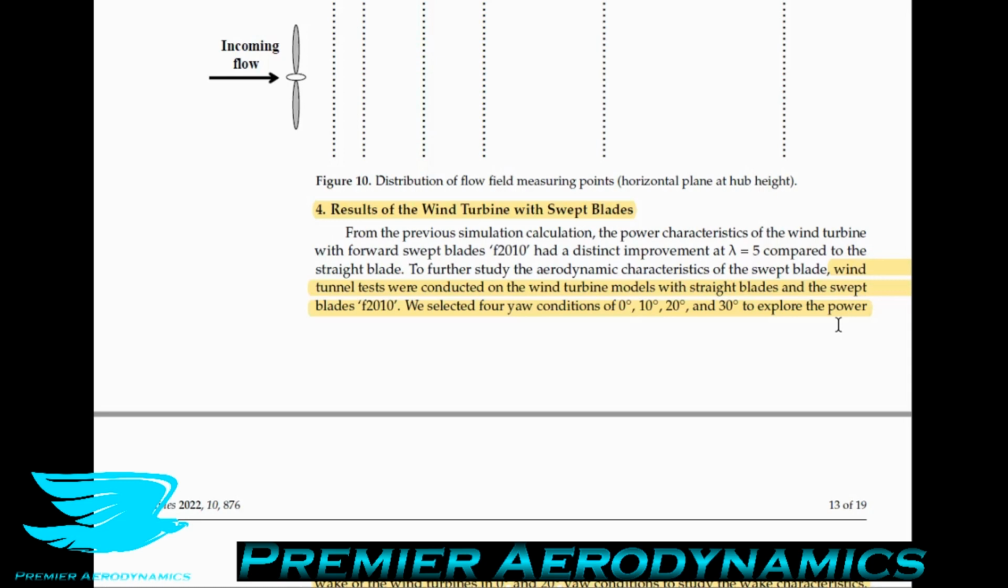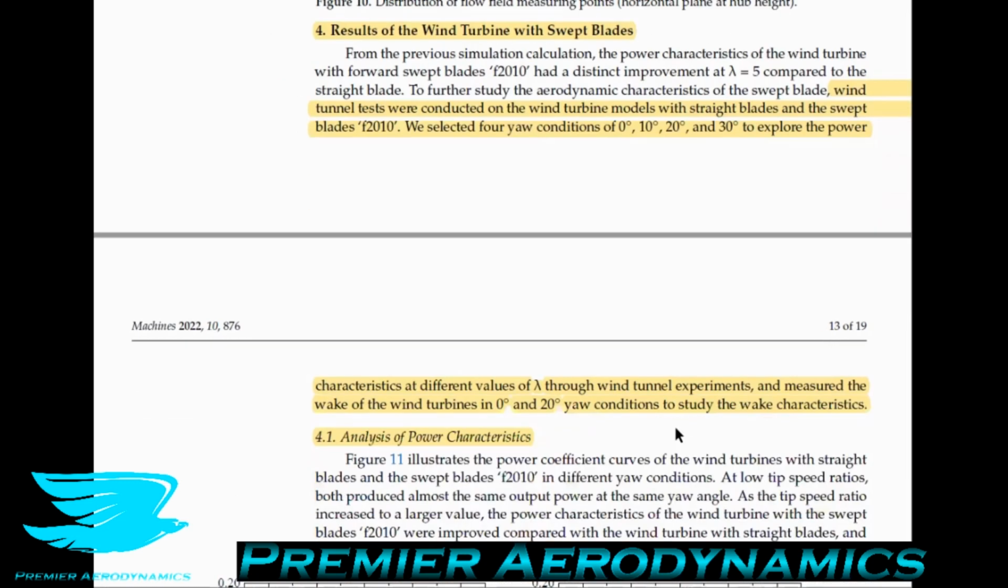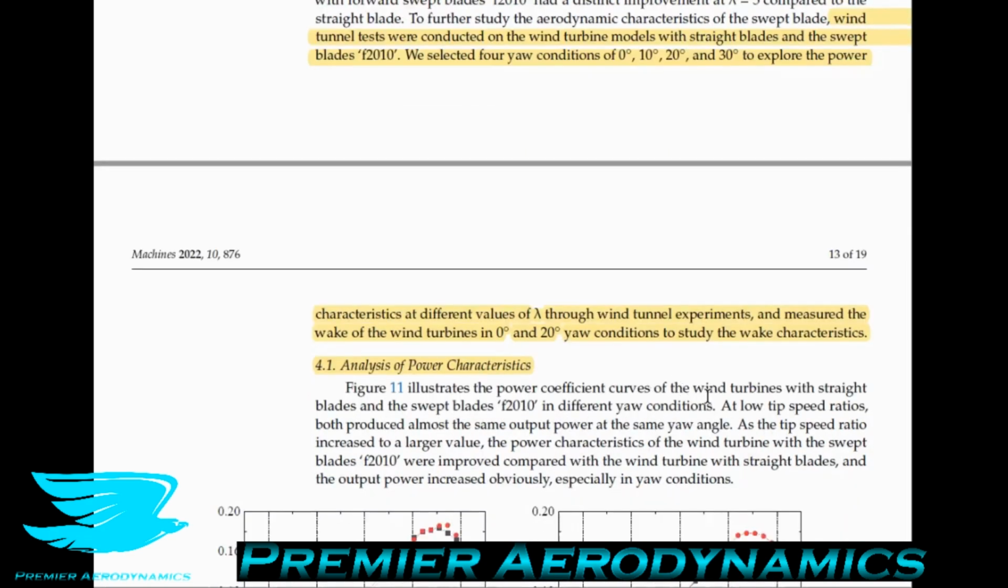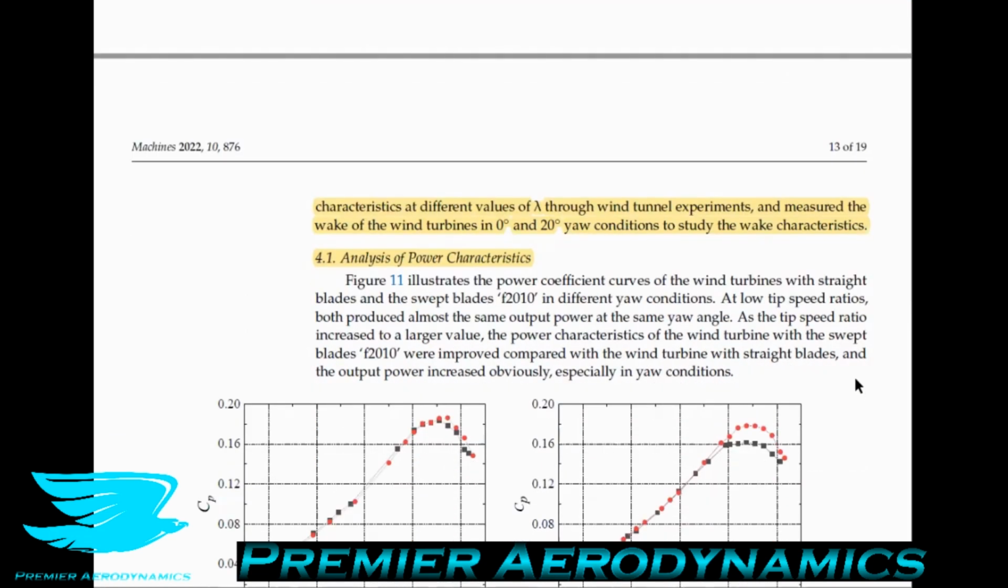So they used this moderate swept forward amount, which produced about a 2.5% increase in the torque and power productions. And they say they selected 4 yaw conditions of 0 degrees, 10 degrees, 20 degrees, and 30 degrees to explore the power characteristics at different values of the tip speed ratio through wind tunnel experiments, and measured the wake of the wind turbines at the 0 degrees and 20 degree yaw angles to study the wake characteristics. So this is really nice because obviously wind turbines are susceptible to yawed oncoming flow, and they do change the power output and the wake characteristics of these wind turbines. So they're looking at 4 different yaws in terms of the power coefficient, but then they're looking at 2 different yaw configurations for the wake situation. And the reason why is because wake surveys do take significantly longer than just regular force measurements.